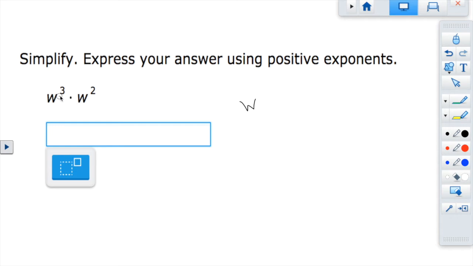Now if they don't have the same base, I can't do this rule, okay? I can only do this rule when we multiply, same base, we add the exponents, but we can only do this if the bases are the same. If this wasn't w, I can't do this rule. So I have 3 plus 2. 3 plus 2 is w to the 5th.